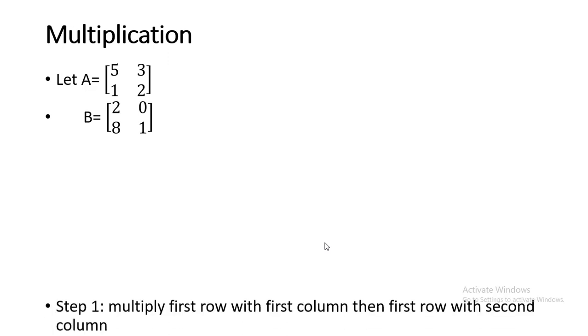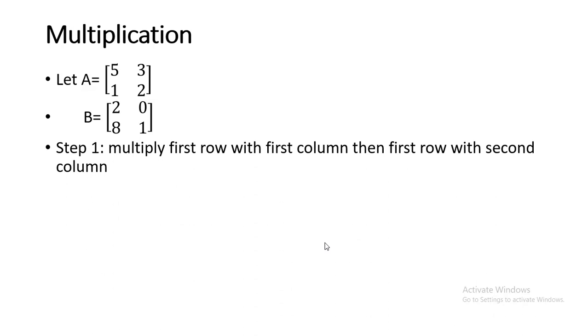Previously we took a scalar 4 and multiplied it with a matrix. Now we are saying that we don't want a scalar to be multiplied with a matrix. We want a matrix to be multiplied with another matrix. So let A equal 5, 3, 1, 2. It's a 2 by 2 matrix, and B is a matrix that has elements 2, 0, 8 and 1.